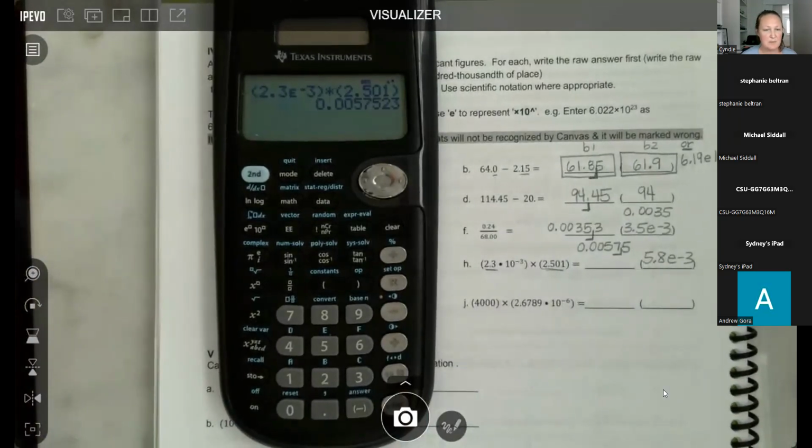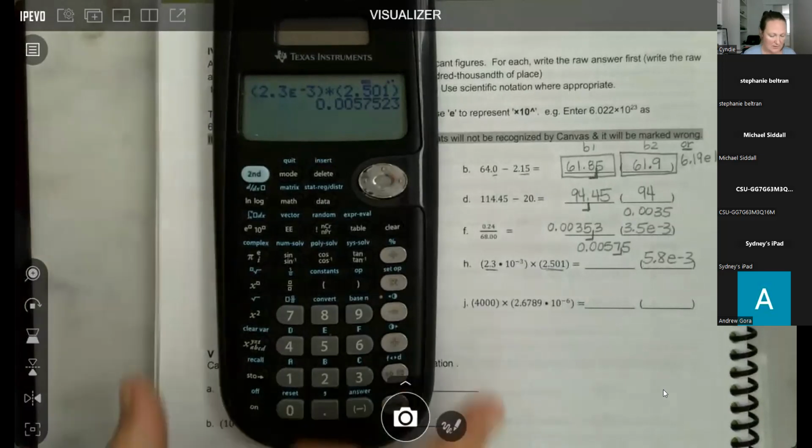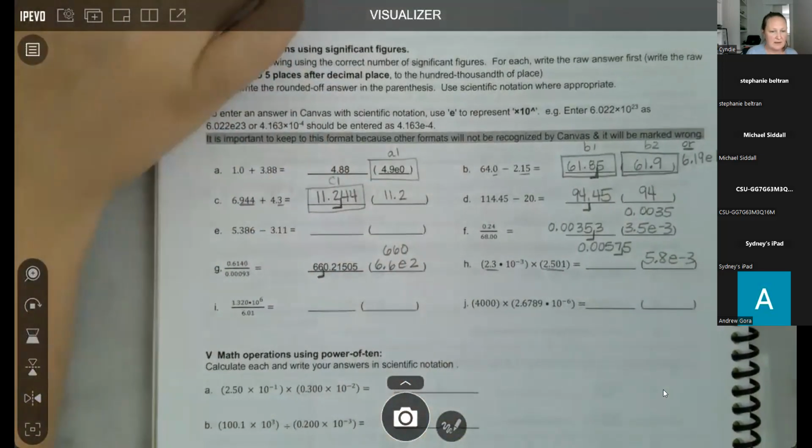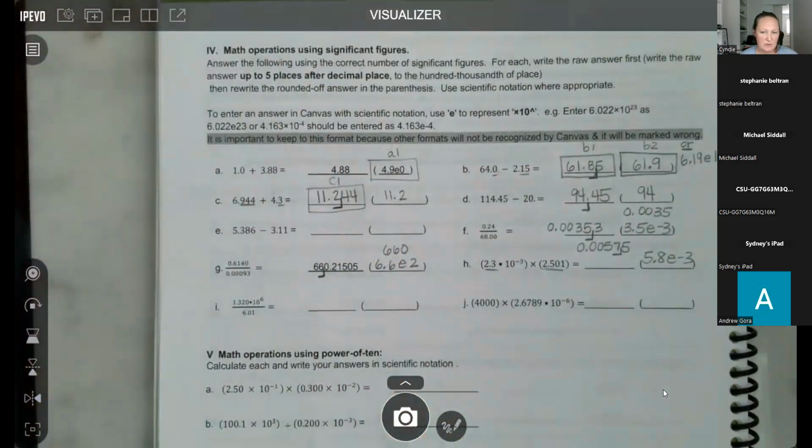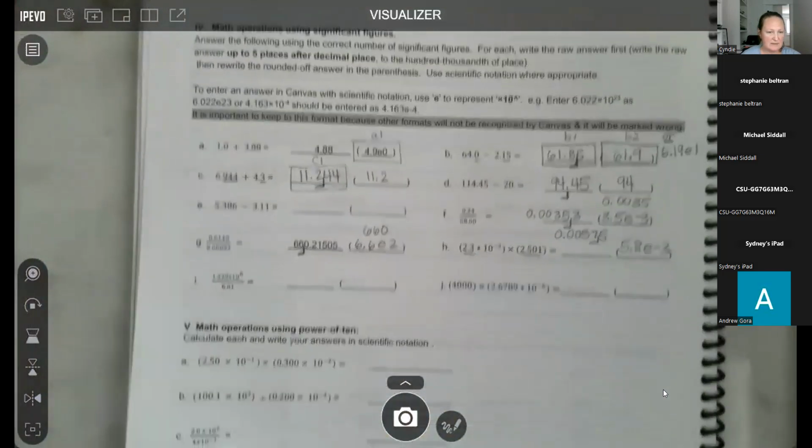Okay, because this is a really big problem where people are misusing their calculator, and that's why they're getting the wrong answer. Okay, are we good to move on to the next section? Okay, so this is more math operations.